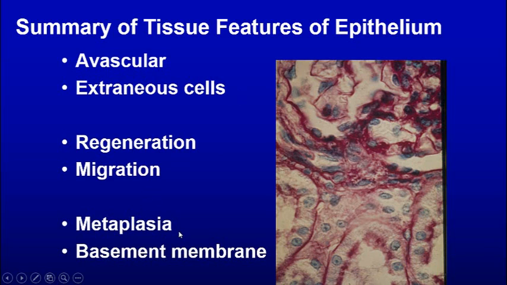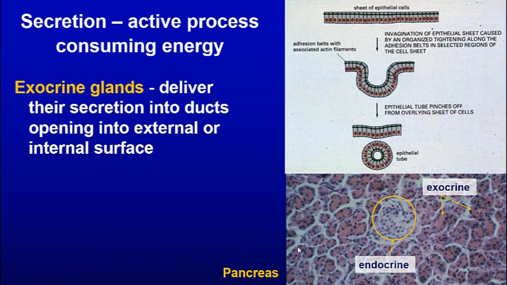Metaplasia is where they can transform to another type, such as when they transform to stratified squamous epithelium. That's what they do in the respiratory system, and that's what it does in other places. Basement membrane. They all sit on the basement membrane. Remember, the basement membrane is what you see at the light microscopic level. What we see at the electron microscopic level is a basal lamina. The basal lamina is part of the basement membrane, okay? But the basal lamina is not as big as the basement membrane.